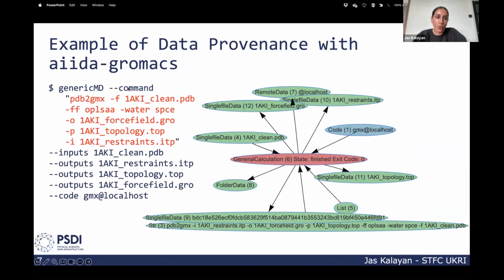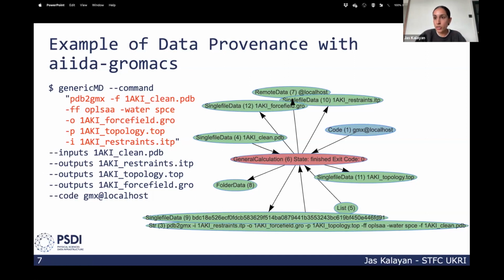So this is what it would look like to track the provenance of PDB to GMX using generic MD. You need to provide the command, the inputs for it, the outputs, and then the code, and then you can generate the provenance for it.